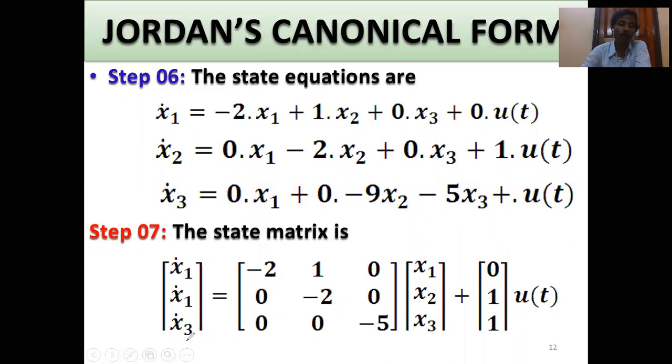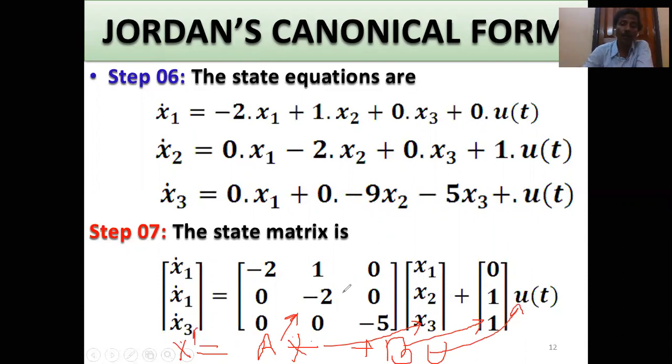This is equivalent to x dot, and this is equivalent to Ax plus B into u. So A equals this matrix, and this is the Jordan matrix, and this is the X matrix. This is the B coefficient, and this is u(t), and this is the X.